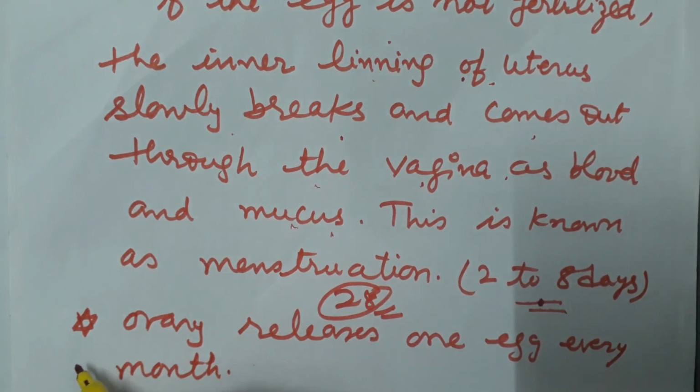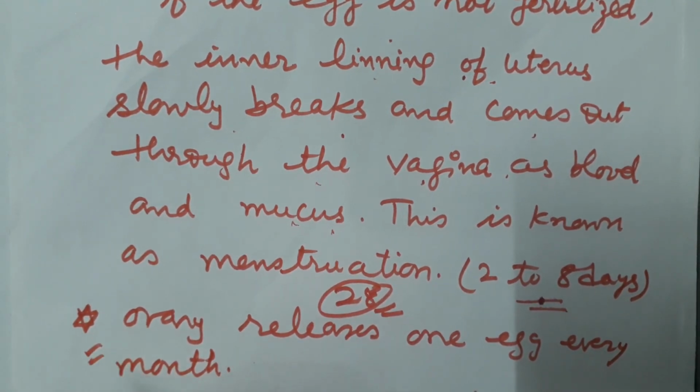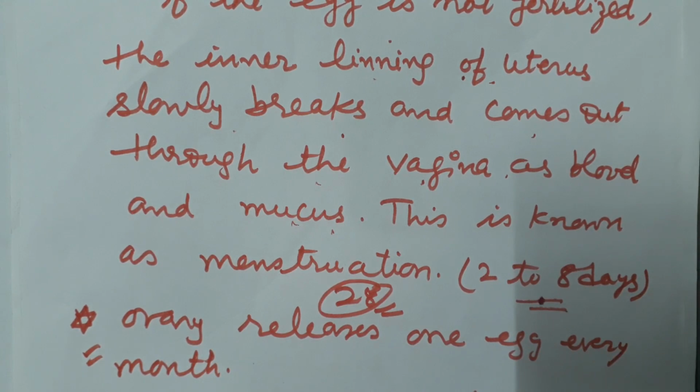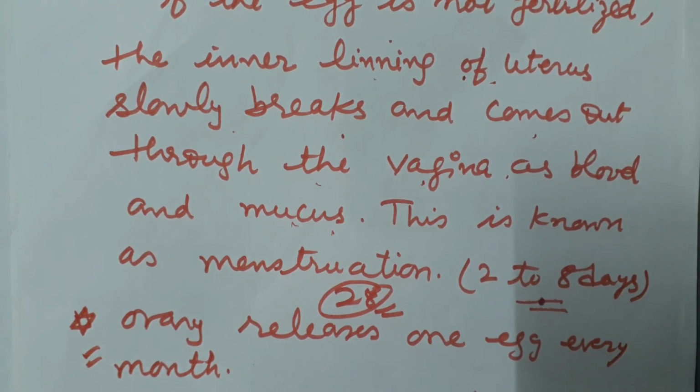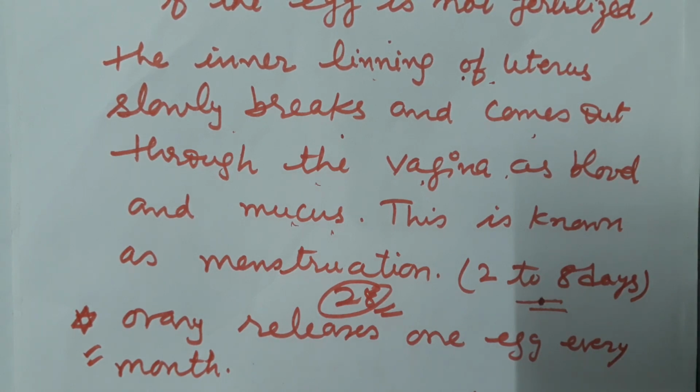Something important, that is ovary releases one egg every month. Menstrual cycle takes place roughly every month. It repeats after every 28 days. Gestation period is 9 months, and parturition, which we also call childbirth, takes place after completion of the gestation period. This is all about in this video.